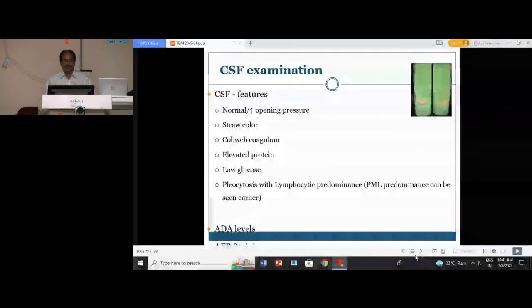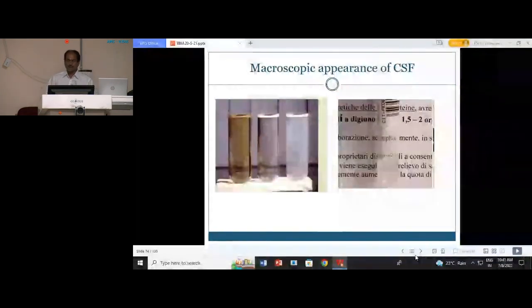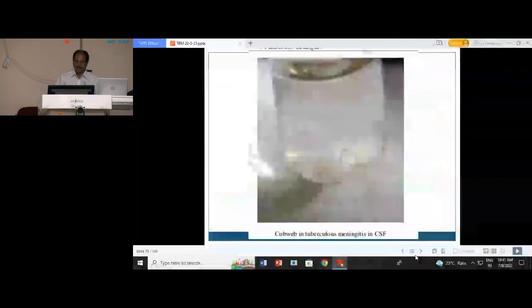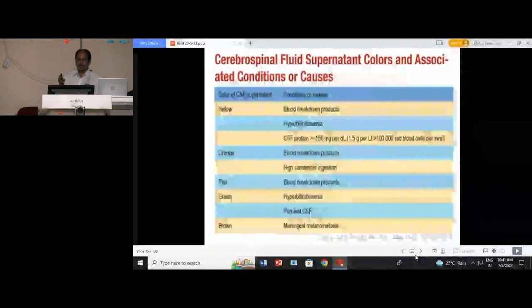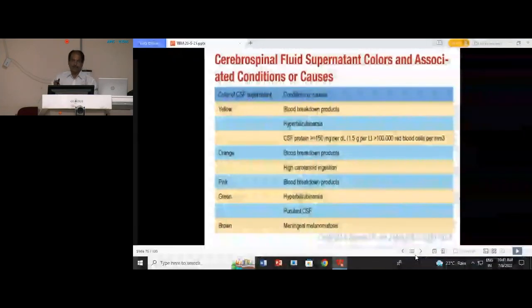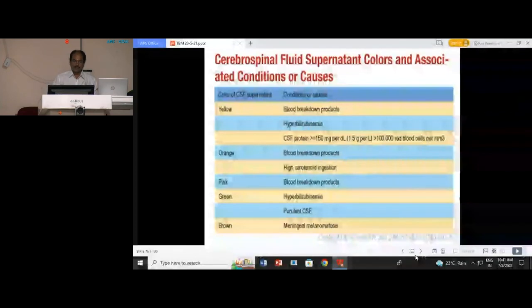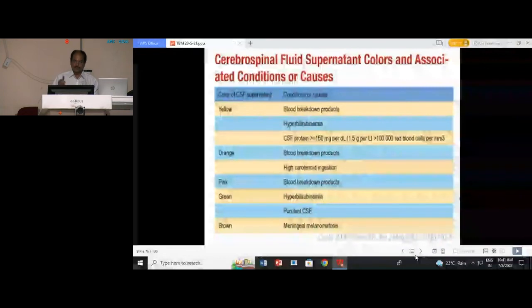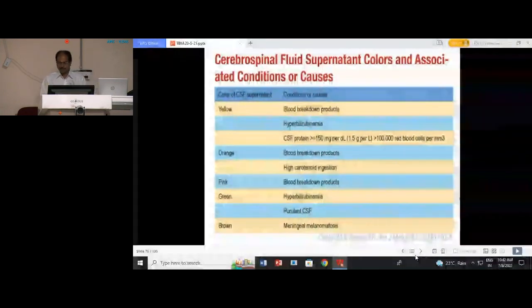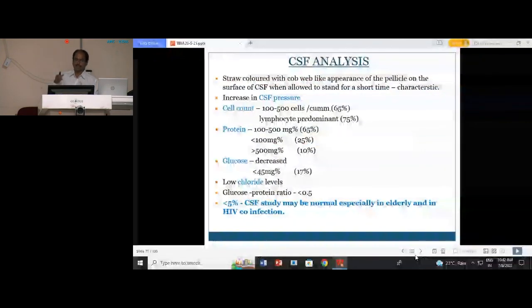The macroscopic appearance: when you allow the CSF to stand for a day, you can see the cobweb formation. You can see the cobweb in tuberculous meningitis, one of our patients' CSF. Just to have some knowledge: yellow is blood breakdown products or hyperbilirubinemia, nothing to do with TBM. Orange, blood breakdown products or high carotenoid ingestion. Pink, again blood breakdown products. Green, hyperbilirubinemia or purulent CSF. Brown, meningeal melanomatosis.